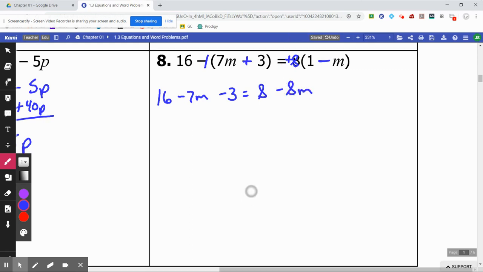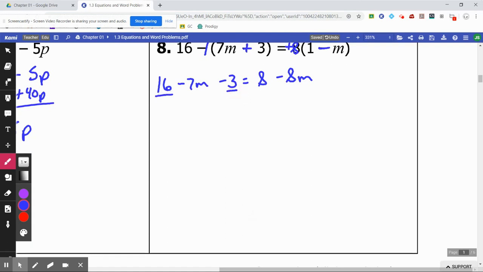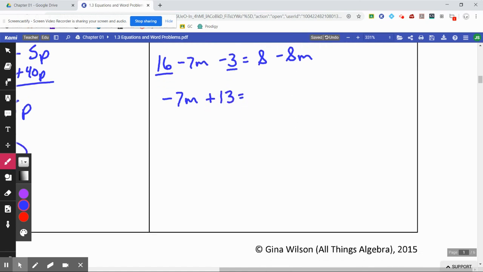Combine any like terms on the same side. You have a 16 and a 3 on this side. I like to put the m's first. 16 minus 3 is a positive 13. And you can leave it like it is on the right side, or you could even flip-flop if you want the m's written first. For some reason, it doesn't matter.